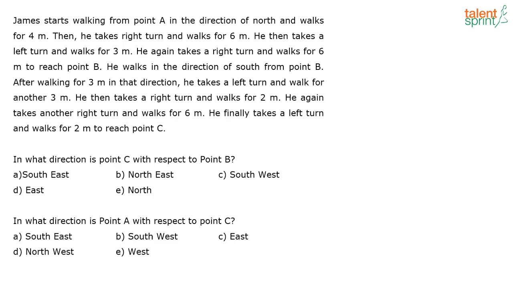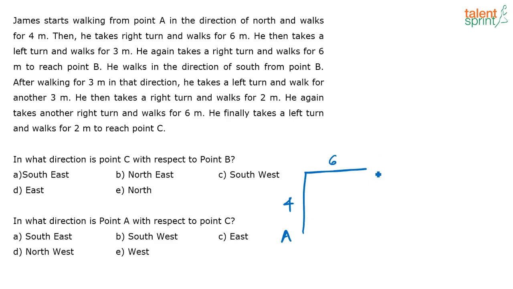So let's try to draw the directions diagram for this question. North, south, east, west, that we have. This is north. James starts walking from point A in the direction of north and walks for 4 meters. So he is at point A, and from A he goes 4 meters towards the north, and then he takes a right and goes for 6 meters. See, these are not up to scale. Please ignore that, because there won't be space if we draw the lines to scale. Okay, so this is 4, this is 6, and then he takes a right turn.